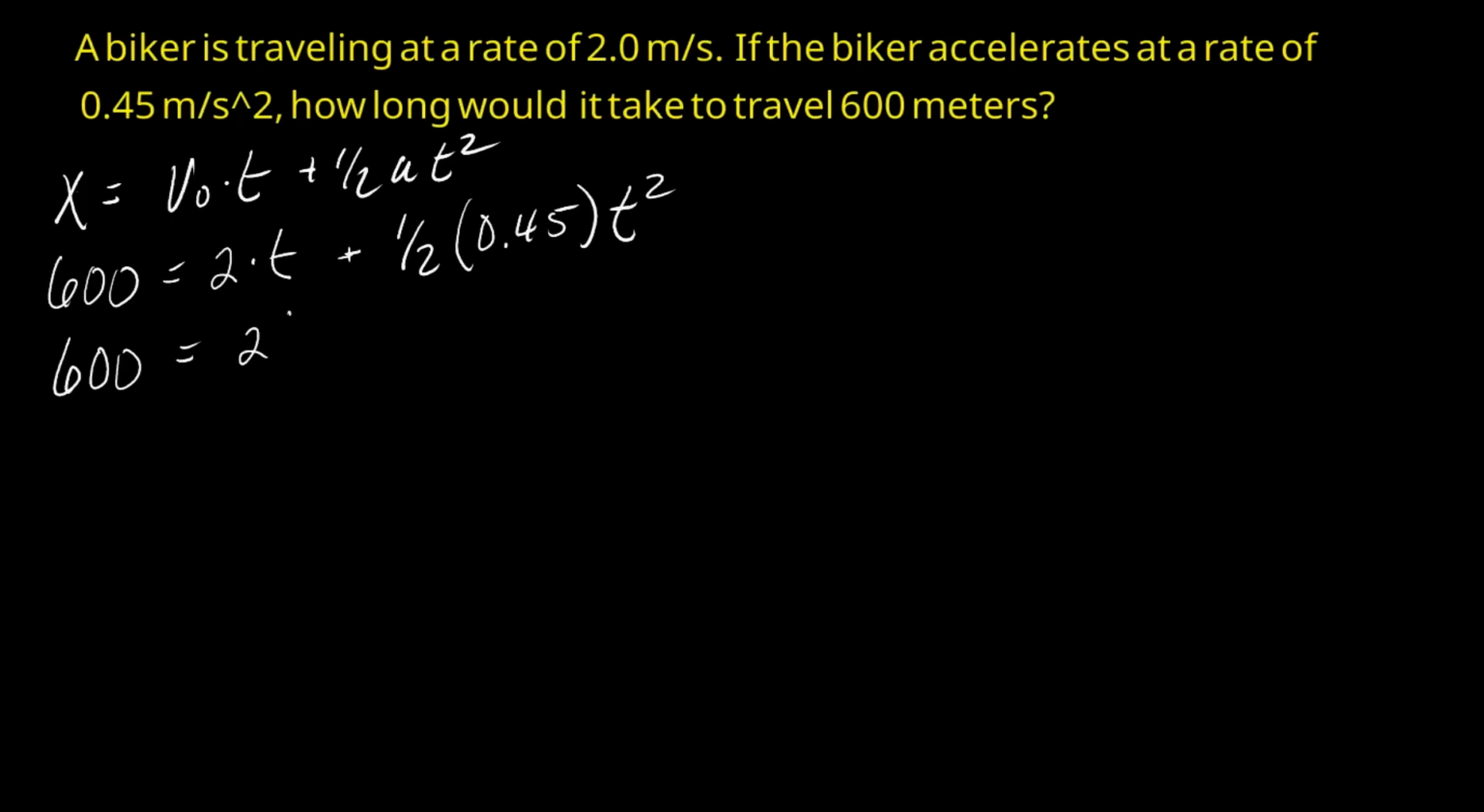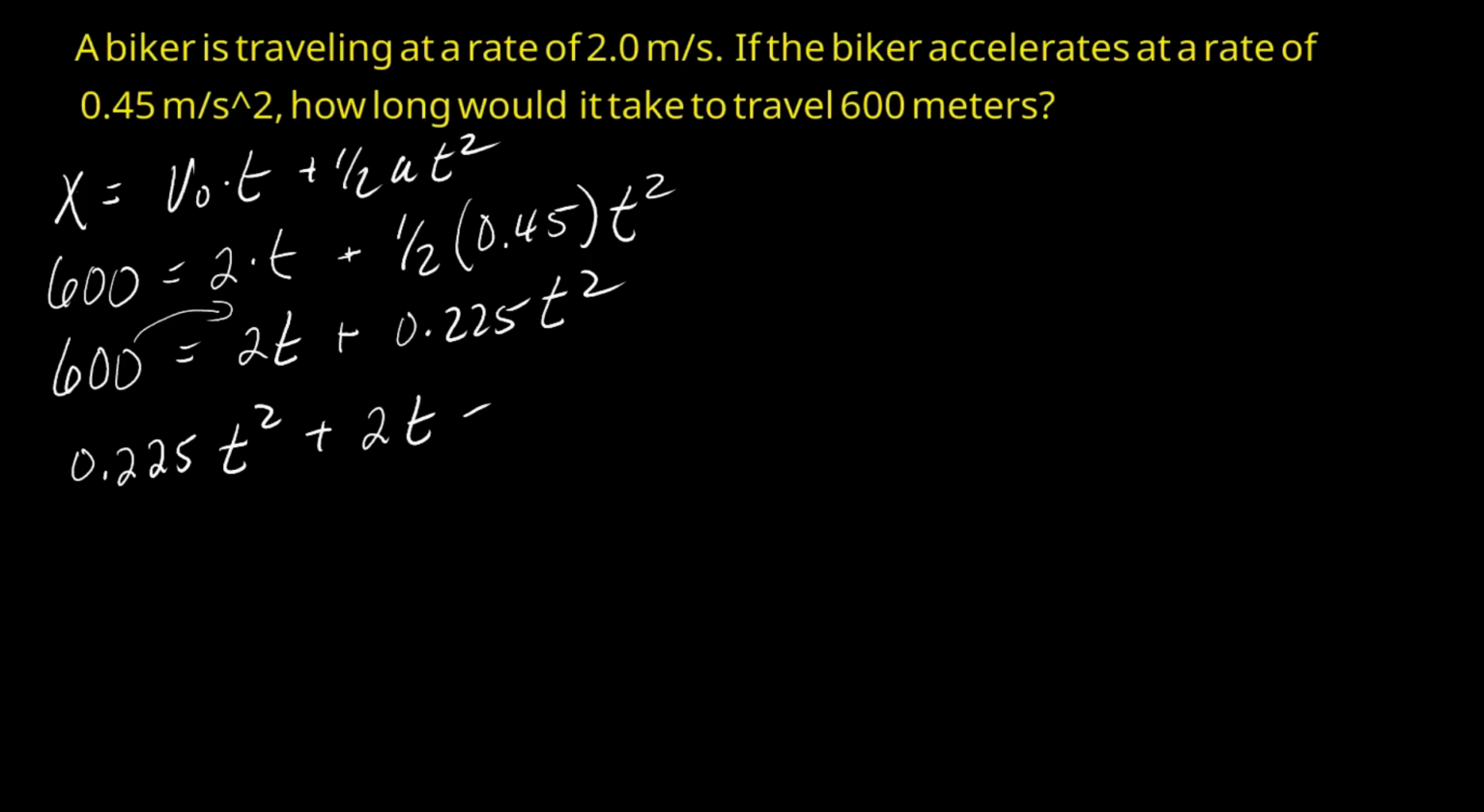600 equals 2t plus 0.225 t squared. Let's place this into a quadratic format. I'm going to take the 600 to the other side and rearrange the terms. So I'm going to have 0.225 t squared plus 2t minus 600 equals 0. This looks more familiar for those accustomed to doing quadratics.